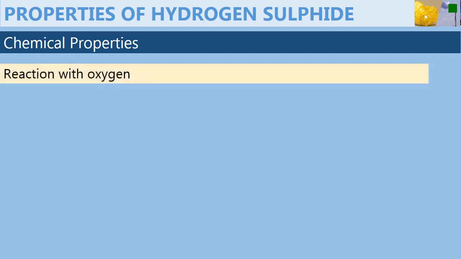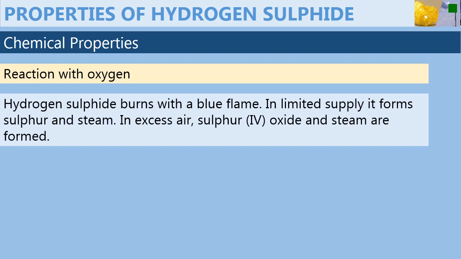The next chemical property is reaction with oxygen. Hydrogen sulfide burns in air in a pale blue flame. In limited supply of air, sulfur and water are formed. However, in excess air, sulfur 4 oxide and water are formed. The equations for these two reactions are given here.